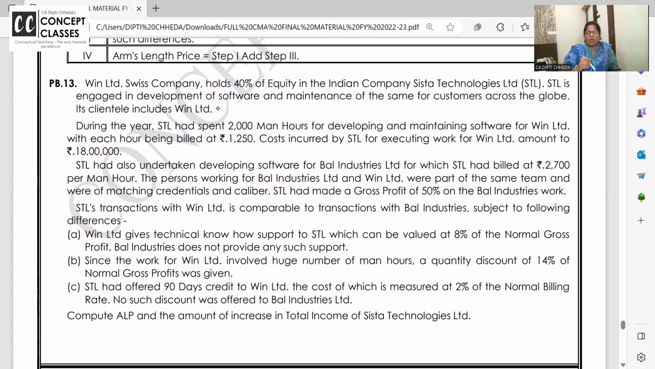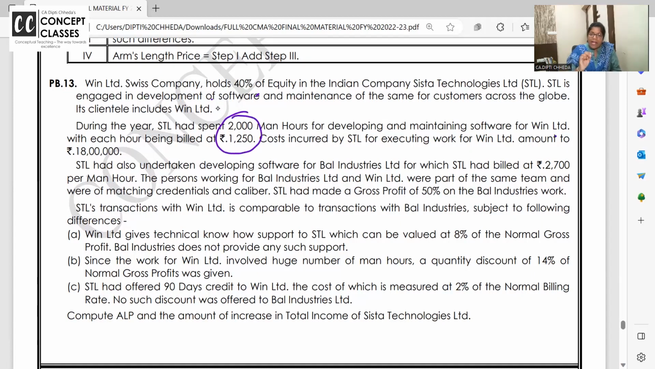Win Limited: this already came, I don't remember, both in the CMA and CA exam. The CA exam was the last one, May 22 if I'm not wrong, they asked this, and CMA also they have asked this same problem. Win Limited, a Swiss company, holds 40% equity shares in Sista Limited. Sista Limited is developing software. During the year, Sista Limited has spent 2,000 man-hours for developing software.